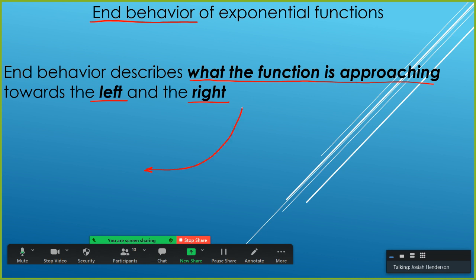So just for a quick example, what number is it approaching as we go leftwards? And what number is it approaching as we go rightwards? And for exponentials, we're going to be using the infinity idea, which means it goes on forever. So all of our exponentials will have infinity on one of the sides. So let's look at some concrete examples. We're looking for what number the function approaches going leftwards and going rightwards.